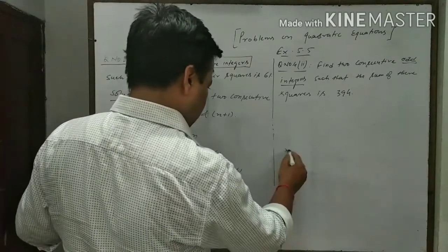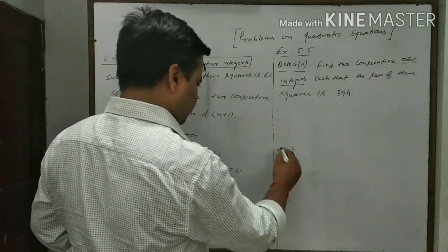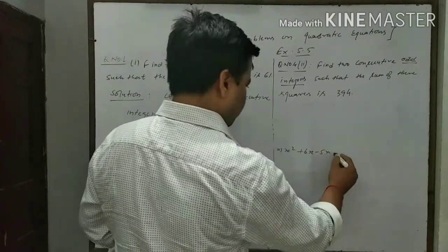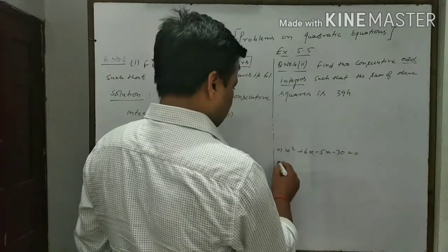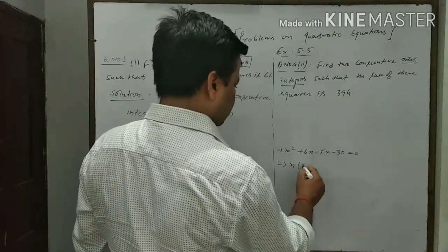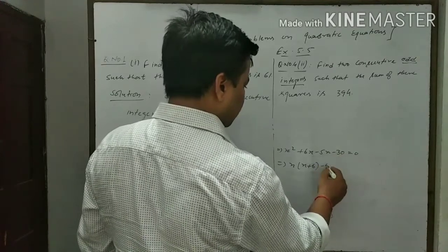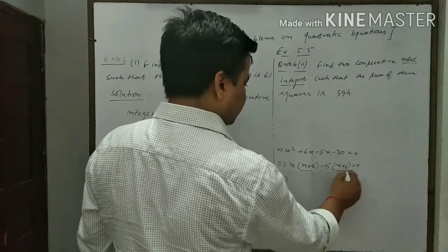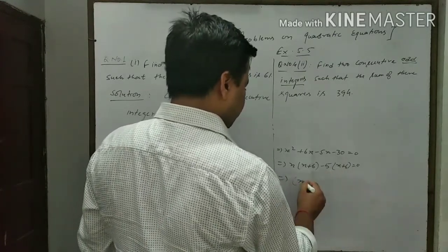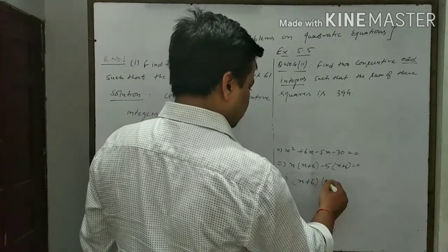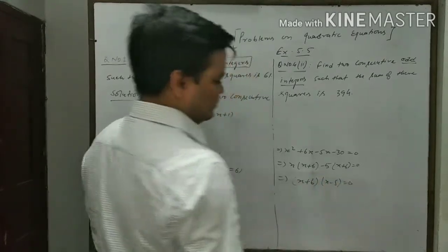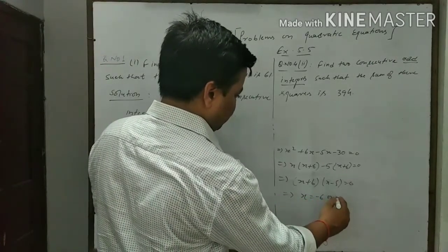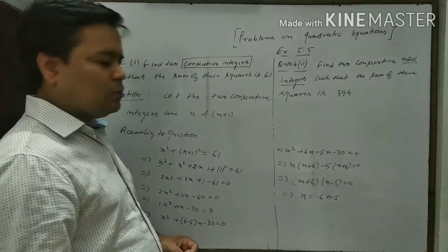Here it will be x square plus 6x minus 5x minus 30 is equal to 0. Again here we can take x common, then it will be x into (x plus 6). Here we take common minus 5, again (x plus 6) is equal to 0. Here x plus 6 is common, so we take x plus 6, then it will be x minus 5 is equal to 0. Now using the zero product rule, we find that the value of x is equal to minus 6 or 5.